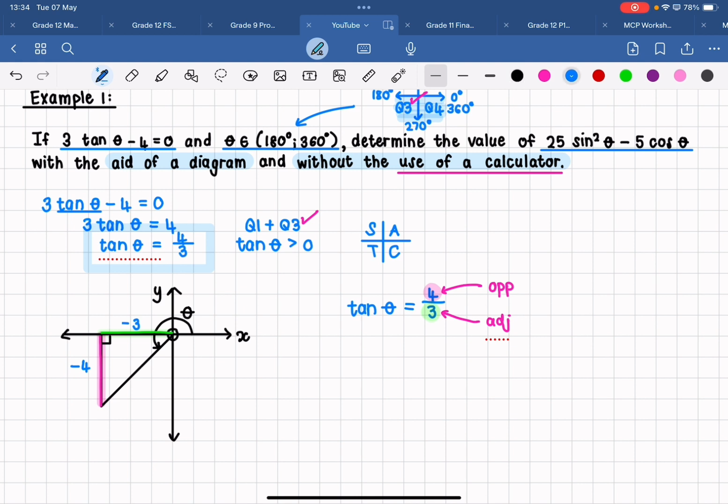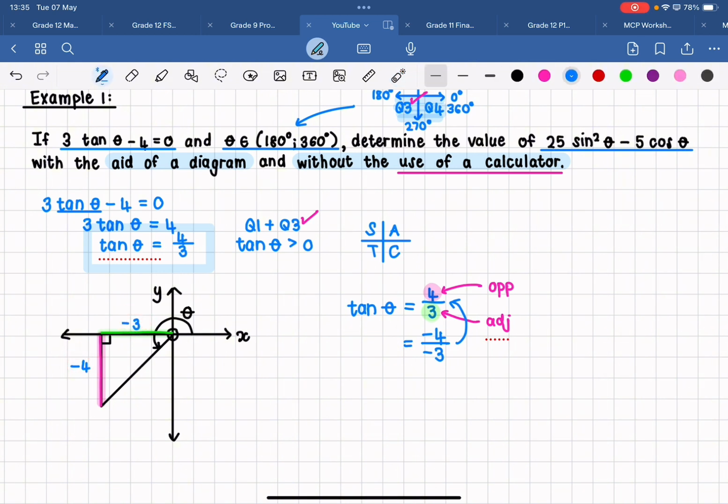And you will see that if on this side I'm using negative 4 over negative 3, it still simplifies to positive 4 over 3. So making both of those values negative doesn't actually change the value of tan. But they have to be negative again because they are lying on the negative side of the y-axis and the negative side of the x-axis.